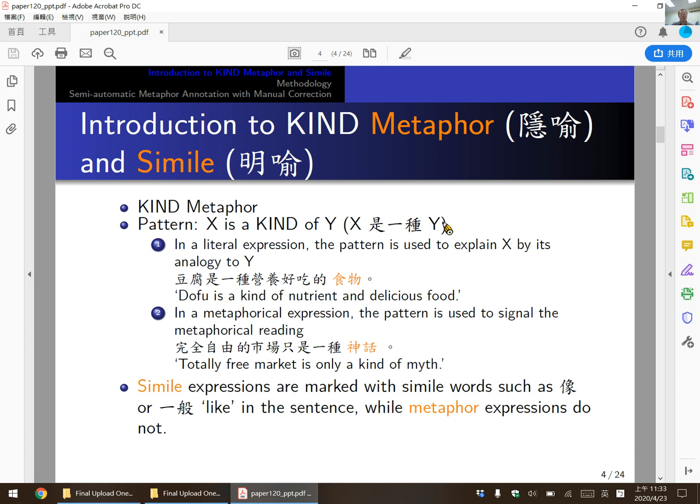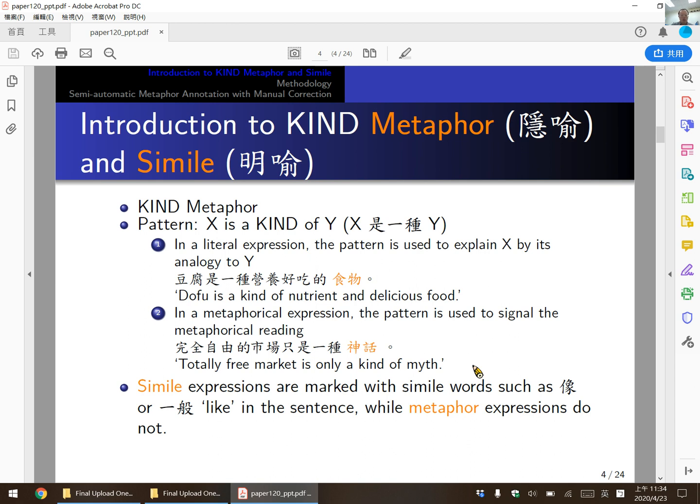Okay, in the second case, this pattern can also be used to signal a metaphorical reading. For example, "a totally free market is a kind of myth." Here we are suggesting that a free market is just impossible. So here "myth" is in a metaphorical usage. We use this pattern "X is a kind of Y" to evoke such a metaphorical effect. Okay, basically that is the chi-metaphor.